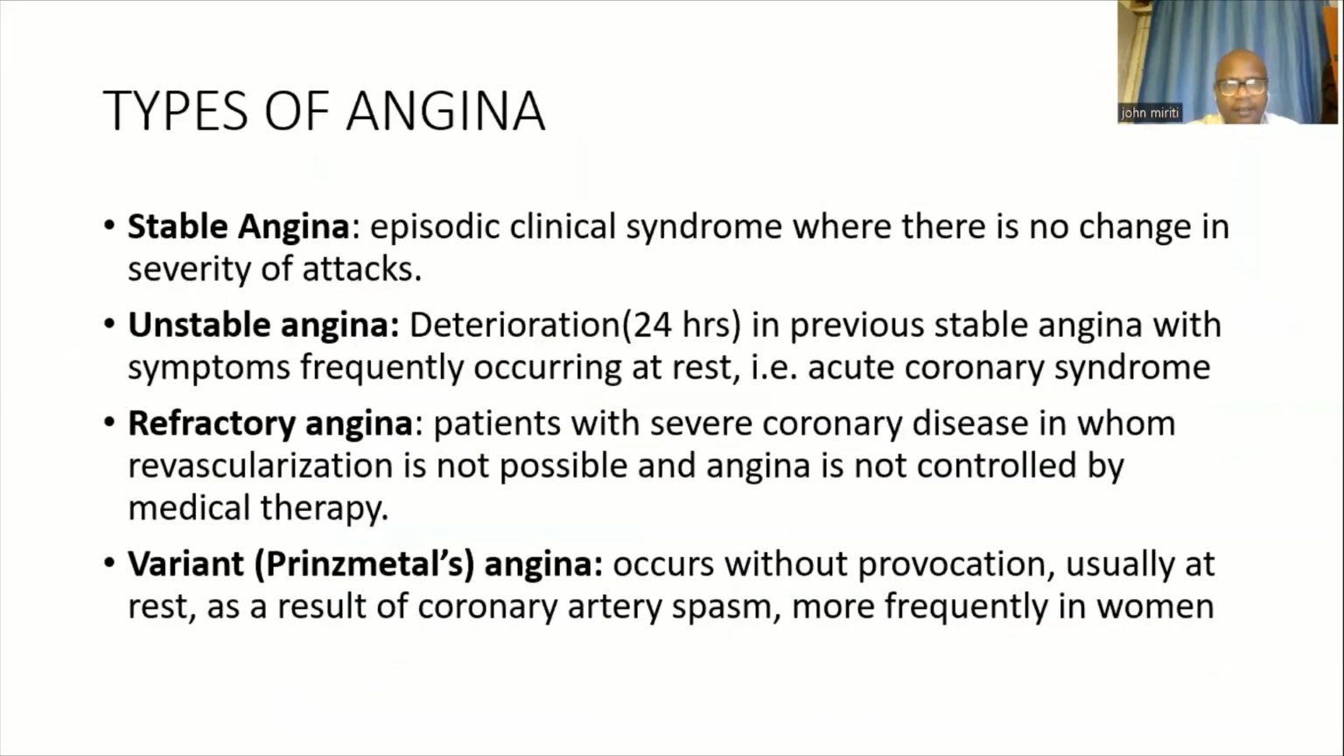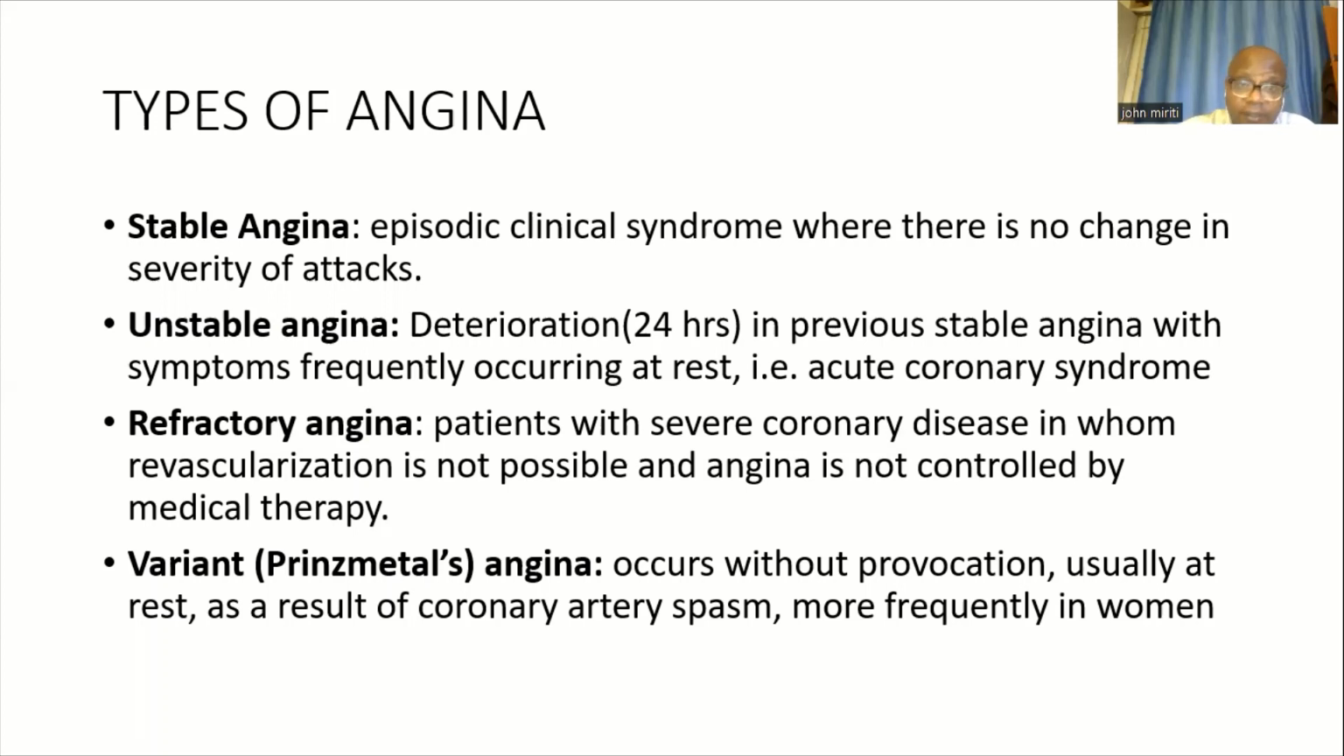So there are various types of angina. There is stable angina, there is unstable angina, there is refractory angina, and there is variant angina. So stable angina is an episodic clinical syndrome where there is no change in the severity of the attack. Unstable angina is when there is an introduction, within 24 hours, of a previously stable angina with symptoms frequently occurring at rest. And this one is very common in acute coronary syndrome.